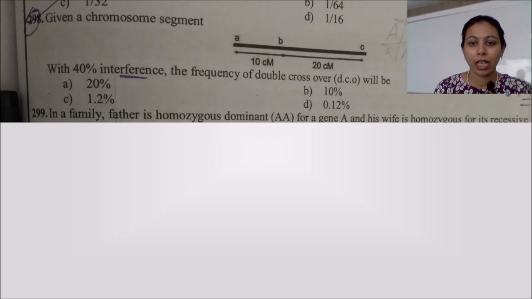Today I will be discussing a question given by one of the viewers of my YouTube channel. The question is: you have to calculate the frequency of double crossover, DCO, using the data given here. So what is the data given here? Here it is said that there is a 40% chance of interference.